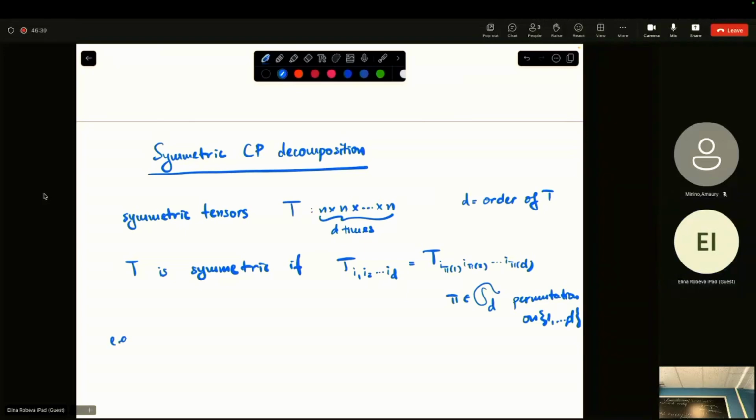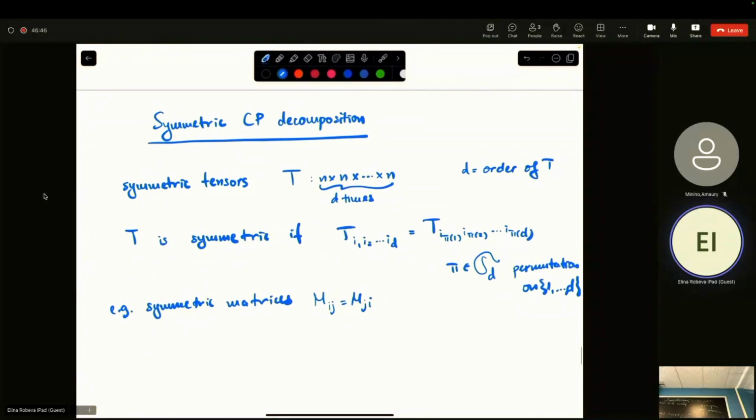So for example, symmetric matrices, right? For a matrix, Mij equals Mji, that's what it means to be symmetric. Here D equals 2, so a matrix is also a tensor. Or if you take D equals 3, and you have an n by n by n tensor, then Tijk is Tikj is Tjik is Tkji, and okay, I don't have to write them all, but there's one more.